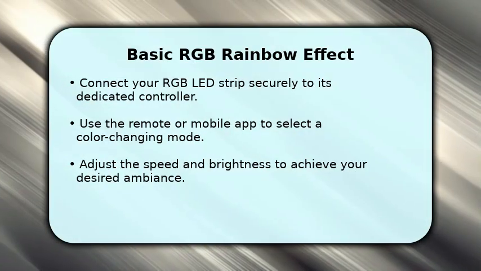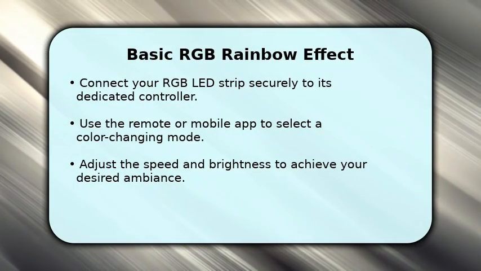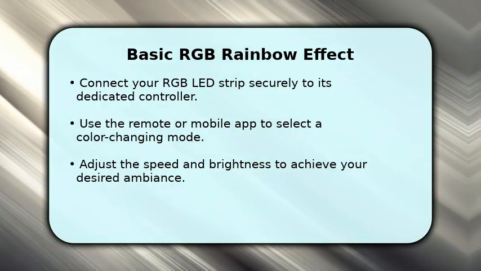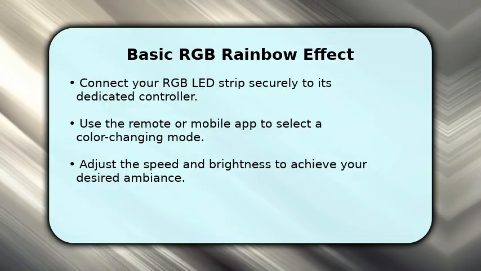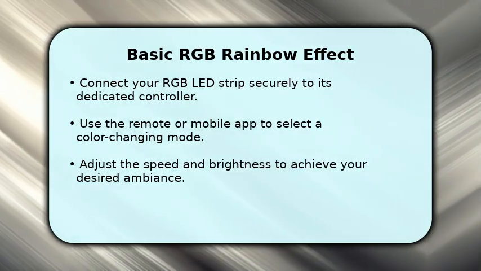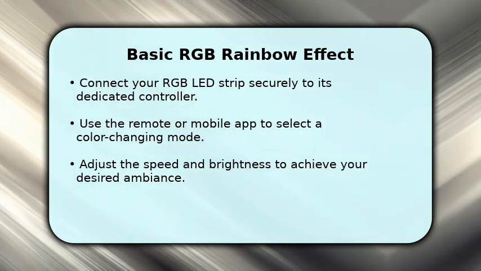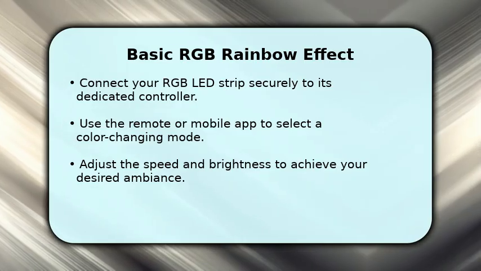For standard RGB LED strips, achieving a rainbow effect is straightforward. Connect your strip to its controller, ensuring the 4 pins align correctly. Then, use the included remote control or a smartphone application to browse through the preset modes.